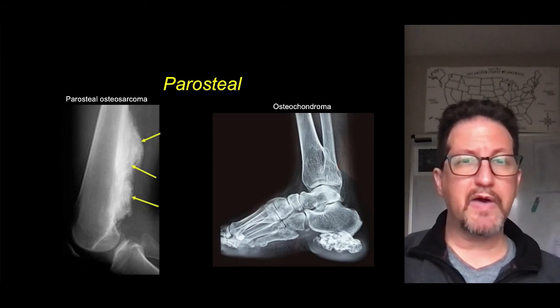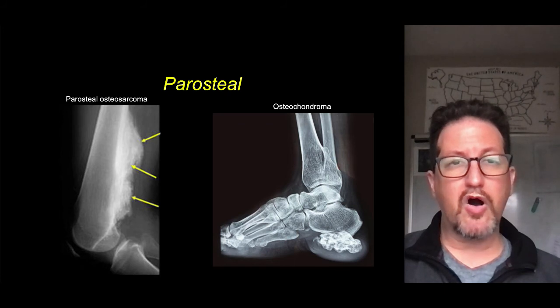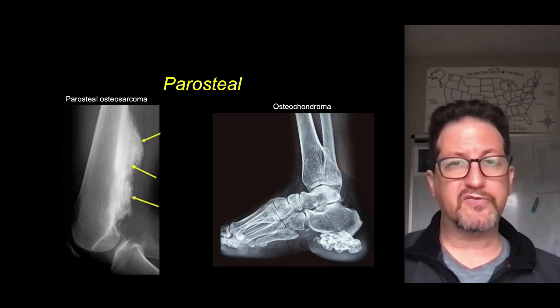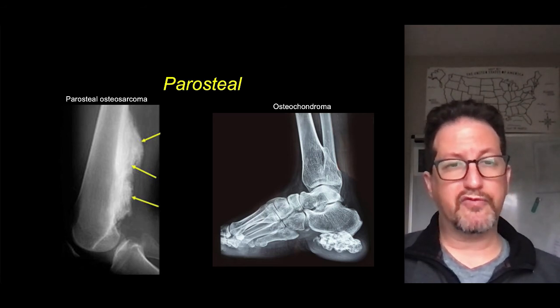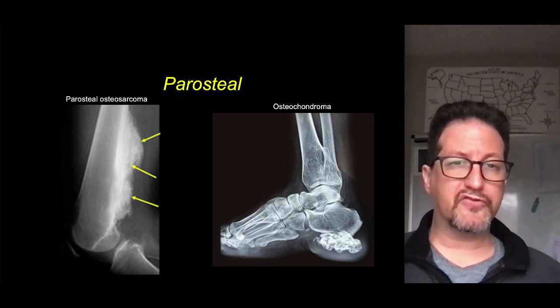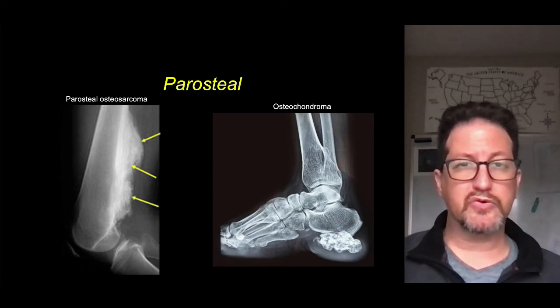And then finally, paraostial. You can see that osteochondroma we looked at before coming off of the external cortex of the calcaneus. That's paraostial. And then, unfortunately for this person, on the left side, they have a paraostial osteosarcoma. Osteosarcomas oftentimes can be named by their location. So you can have a central osteosarcoma or a paraostial osteosarcoma, and they behave in different ways.